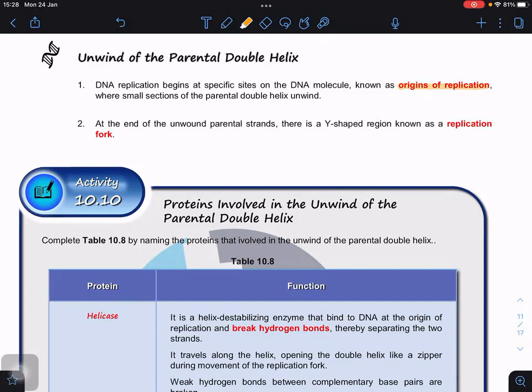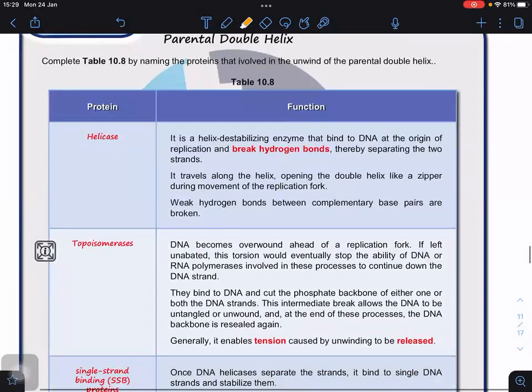When the unwinding takes place, the Y-shaped region is known as the replication fork. So the first enzyme we need to know is helicase. What does helicase do? Helicase destabilizes the DNA molecule by breaking the hydrogen bonds, thereby separating the two strands. It travels along the helix, opening the double helix like a zipper during the movement of the replication fork, so the hydrogen bonds between the complementary base pairs are broken.